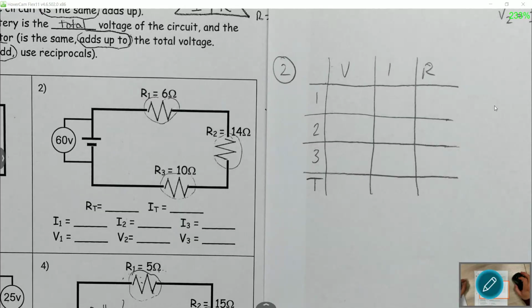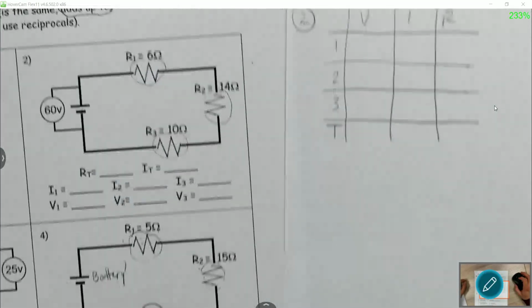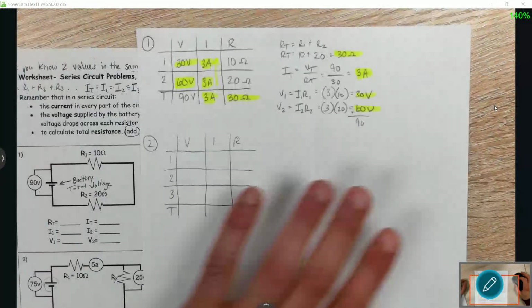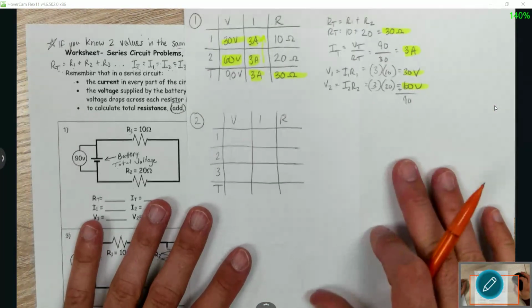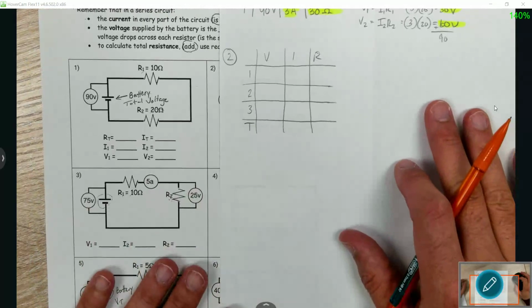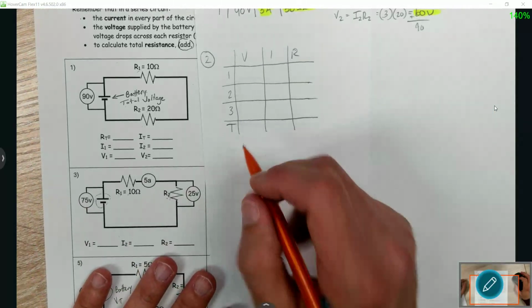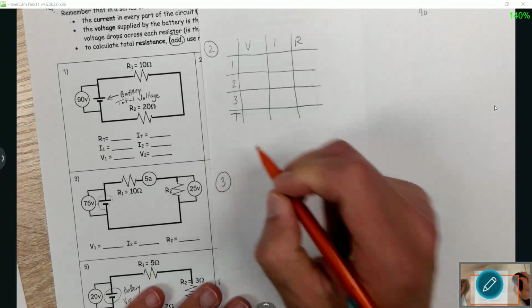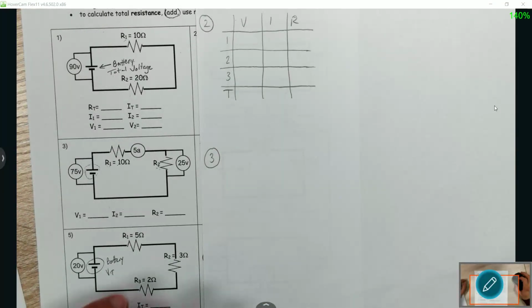Because this one is done the same way as our other ones, we're going to skip over that one for now, and we're going to look at one that we haven't seen. Your work can be done to the right side of it. So we're going to look at number 3 right now.